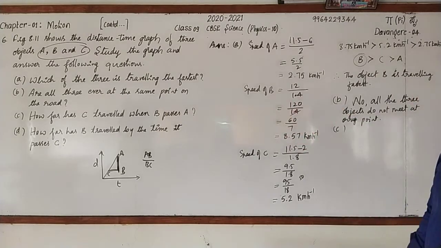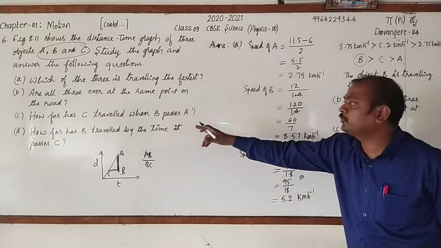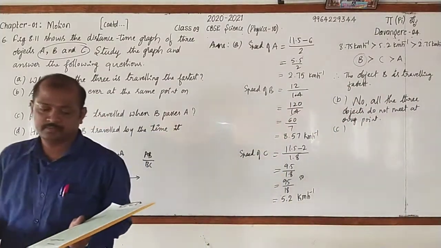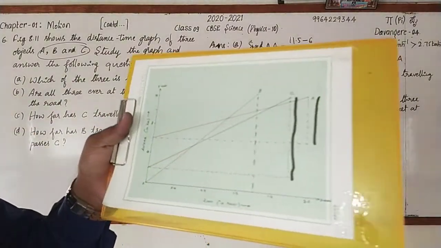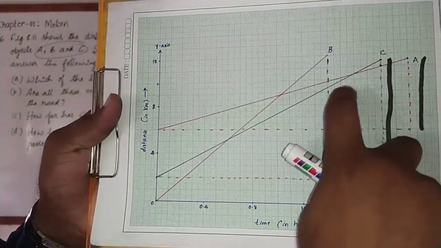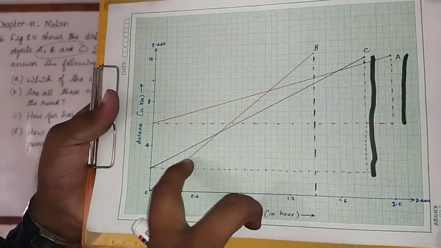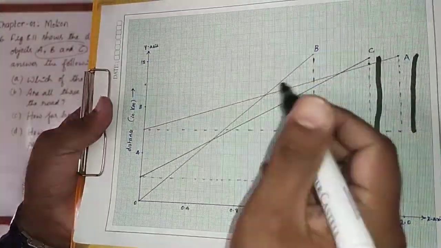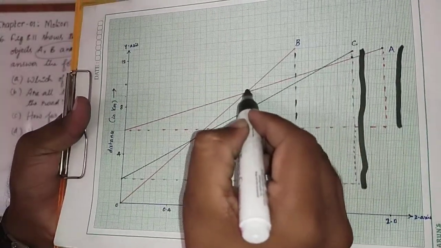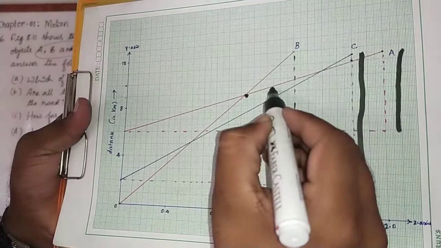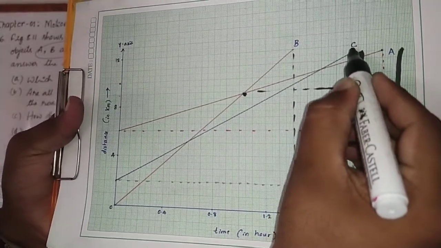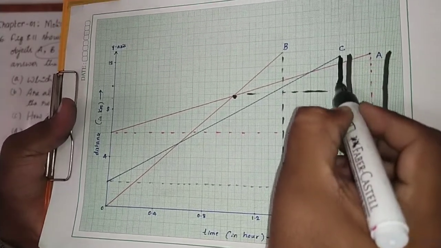Let's go for answering C1. How far has C traveled when B passes A? See that, this is B and it passes A here. How far has C traveled? You can draw the line here and observe how much distance it has covered. You have to find out this much.